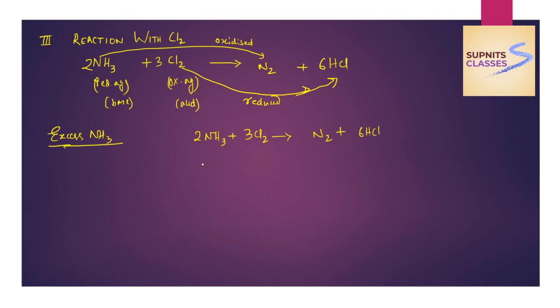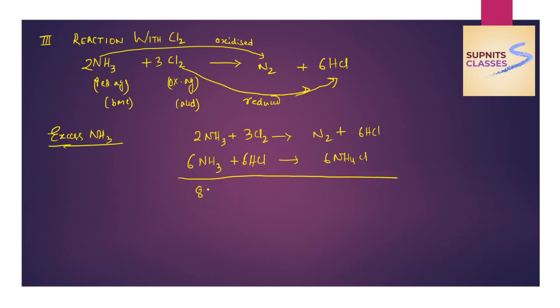Next you give excess NH3, right? Now this NH3 definitely will not react with N2. N2 is an inert gas. It will react with HCl very well. Acid, normal acid base reaction, 6HCl. So I'll take 6 NH3 and I'll get 6 NH4Cl.